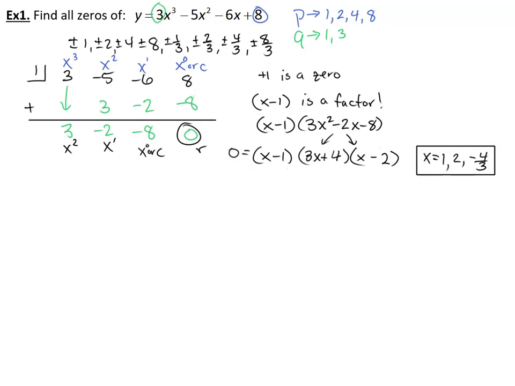Remember from the fundamental theorem that there are 3 total zeros, right? It's a third-degree polynomial, and they ended up all being real and all being rational. And check it out, they're all in my list. Positive 1 and positive 2 are in there. -4/3 would also be in there, right? If they are real and rational, they have to be in that list.